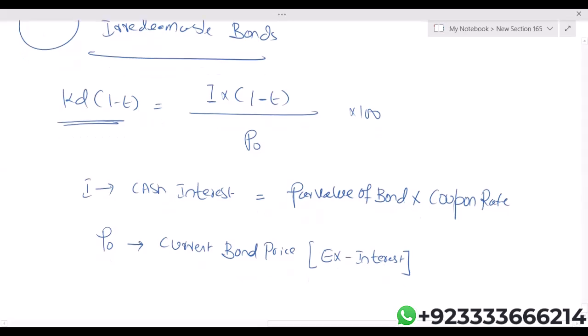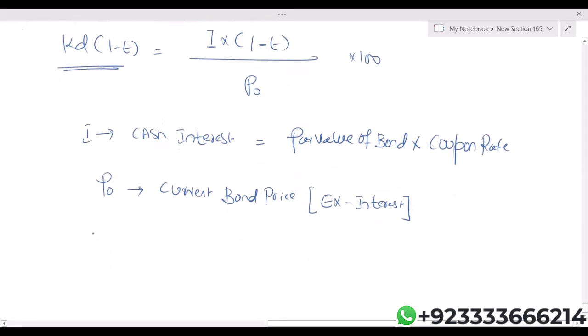Okay, now. Let's say we have 8% irredeemable bonds.